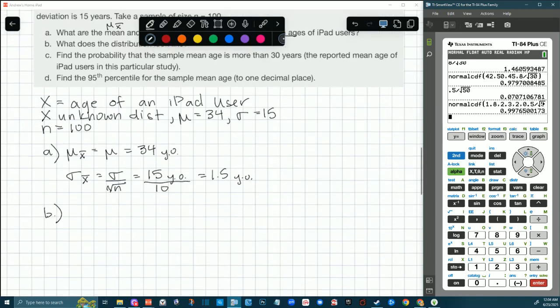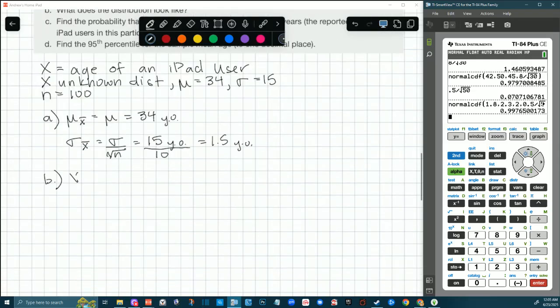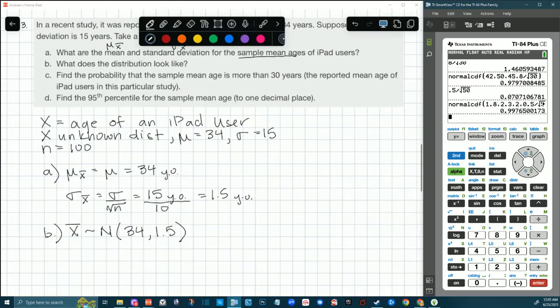B then asks, what does the distribution look like? And we go back to the central limit theorem. Because our samples are bigger than 30, we're collecting samples of size 100. If I build a distribution of all possible samples of 100, I should end up with a distribution of sample means that is approximately normal with the values we just stated in part A. Mean of 34, standard deviation of 1.5. Once I know what the distribution looks like, now I can do C and D.